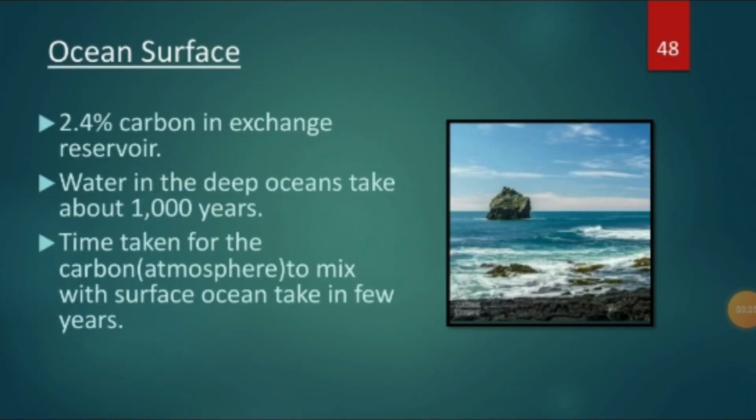Next is about carbon in the ocean surface. Carbon in the ocean surface contains 2.4% of carbon in exchange reservoir. The time it takes for carbon from the atmosphere to mix with the surface ocean is only a few years. The surface water also receives water from the deep oceans, which has more than 90% of carbon in the reservoir. Water in the deep oceans takes about thousands of years to circulate back through surface water.